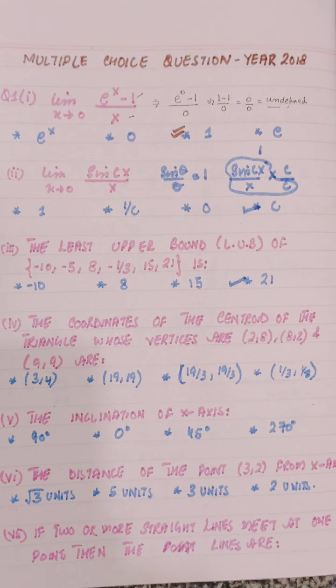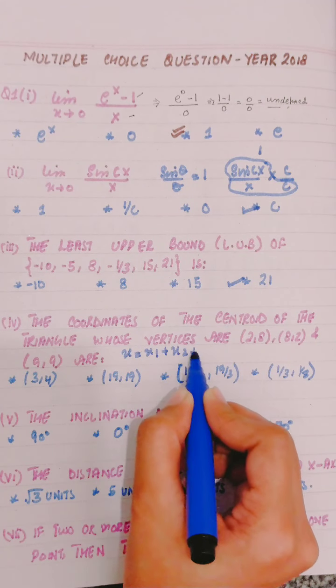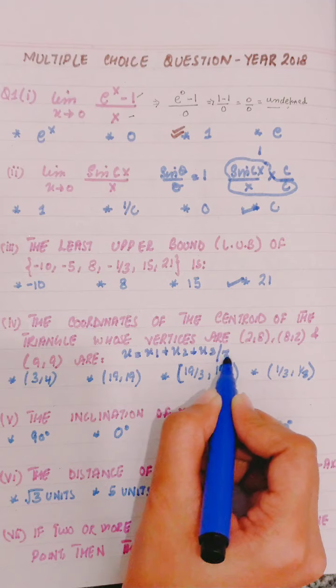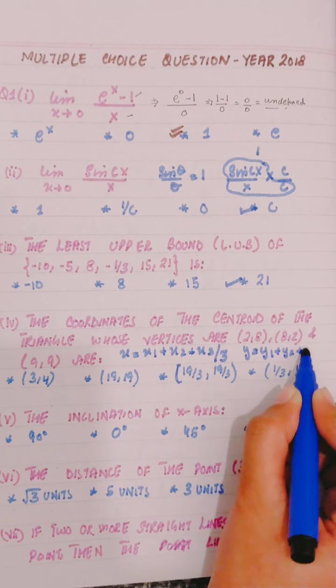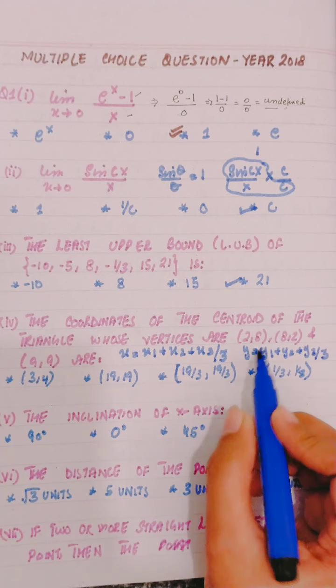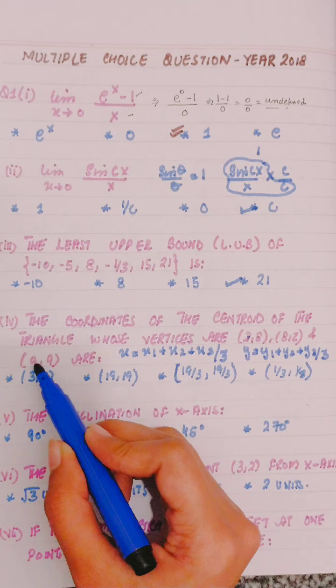The coordinates of the centroid of the triangle whose vertices are 2, 8, 8, 2 and 9, 9 are. How to find the centroid? We know that the formula is x is equal to x1 plus x2 plus x3 divided by 3. And similarly, y is equal to y1 plus y2 plus y3 divided by 3. So this is x1, this is x2 and this is x3.